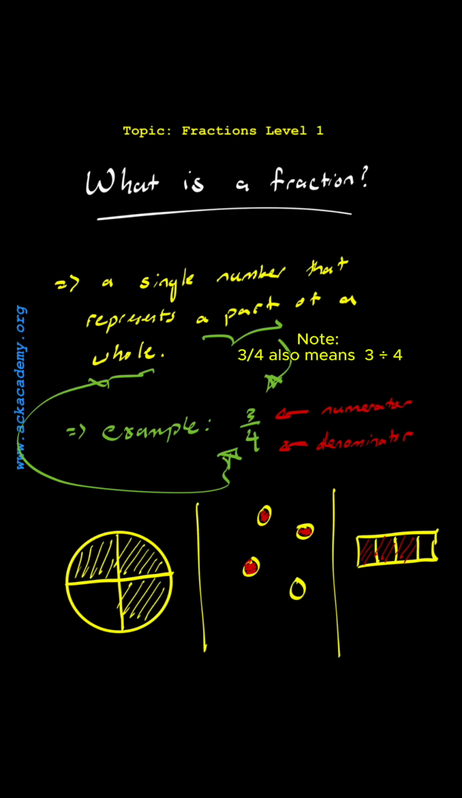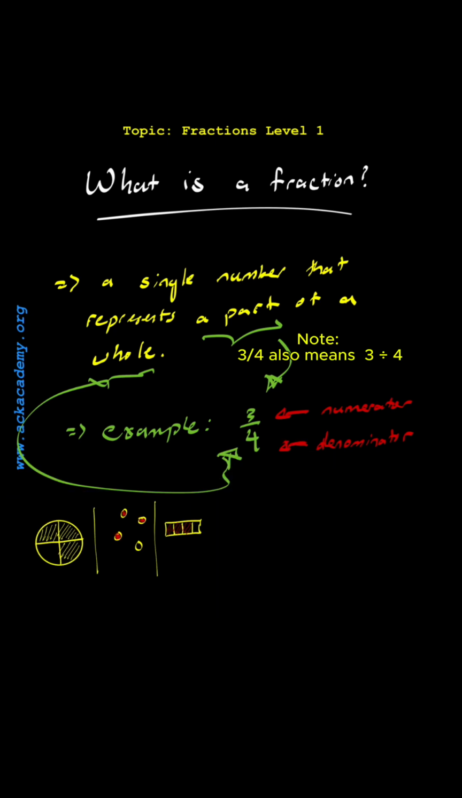Are there other ways to represent 3/4? Yes, I could even have a number line. Let's say it's from 0 to 1. Where would 3/4 be? 3/4 would be right around there. So let's split this up into different parts. So this would be 1/2, and then this would be half of 1/2, and this would be 3/4.